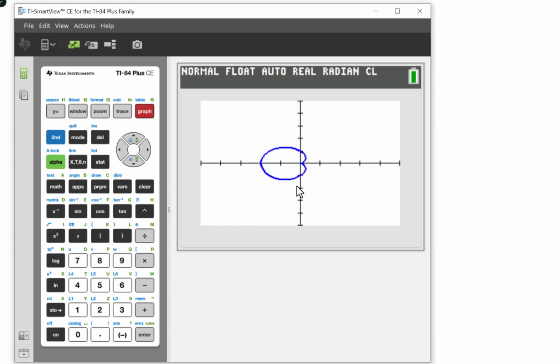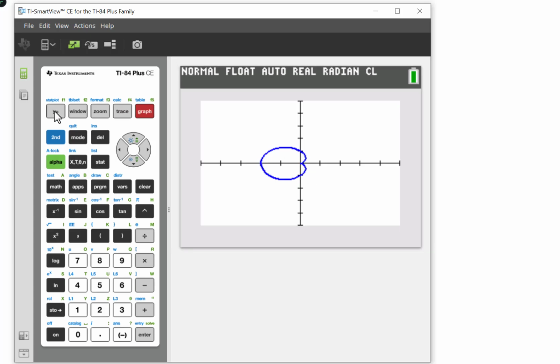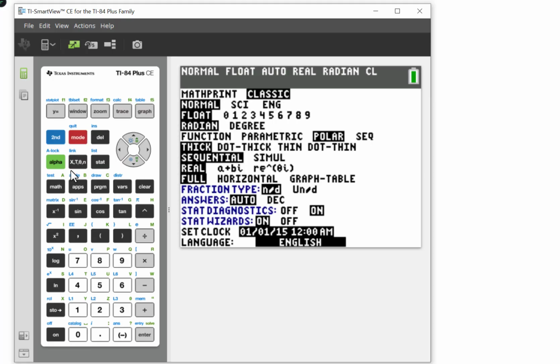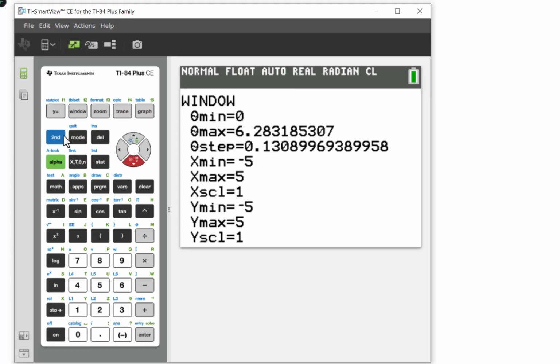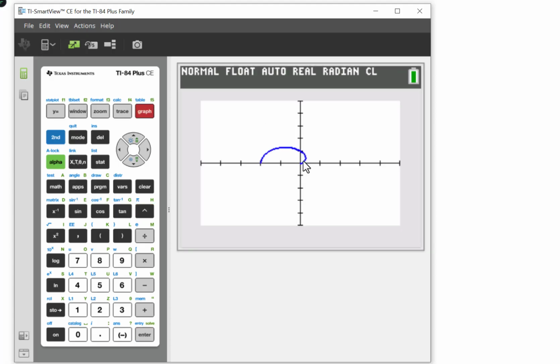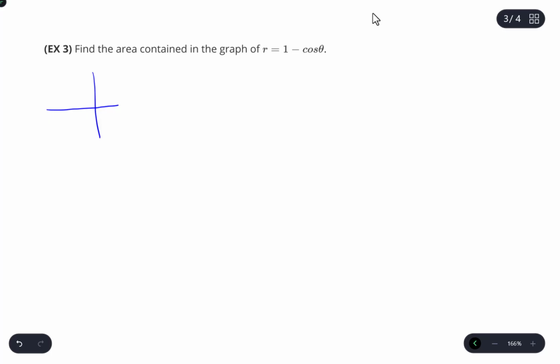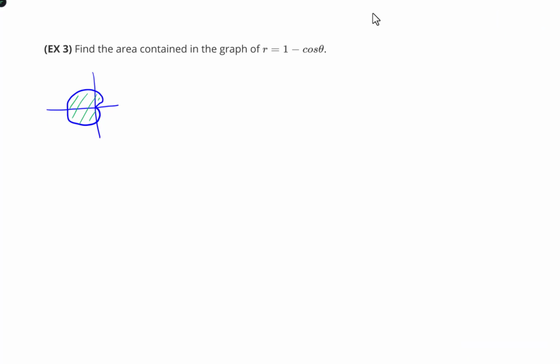All right, so here's my graph. But the question is, did it draw the whole graph from 0 to 2 pi, or did it draw double the graph? So let's change the Windows settings to go from 0 to just pi and see what happens. Okay, so that's only half. So that means the entire graph here, which looks like this, and we want all the area contained within, gets drawn from 0 to 2 pi.